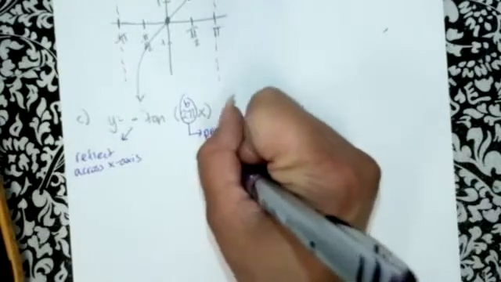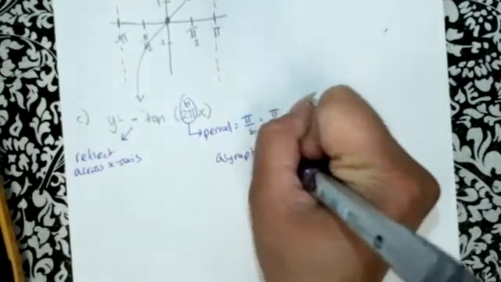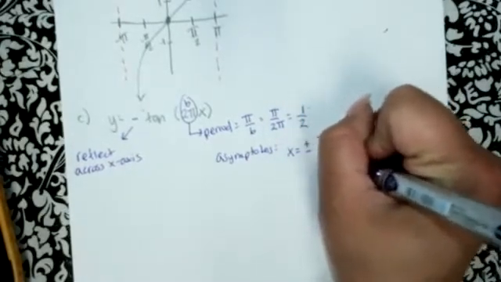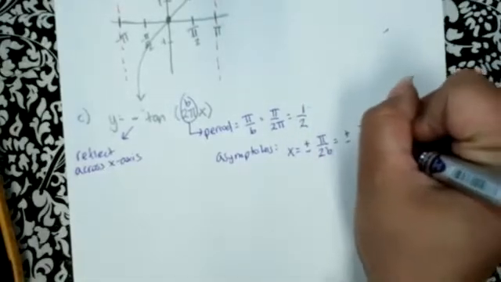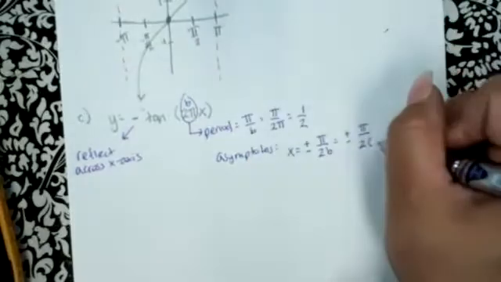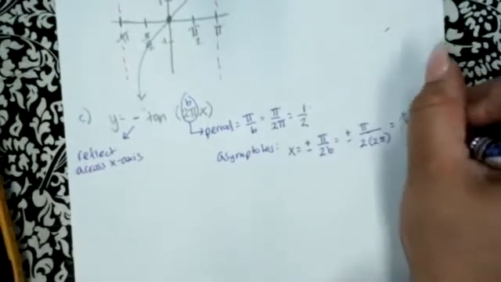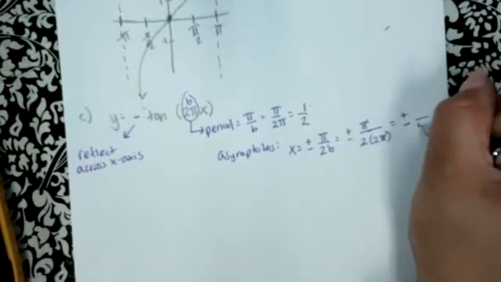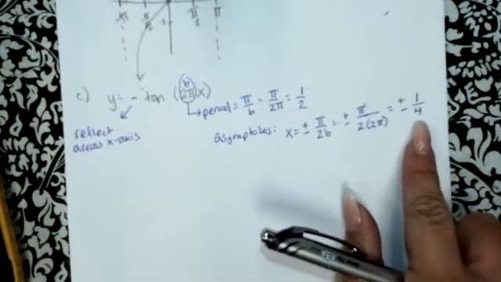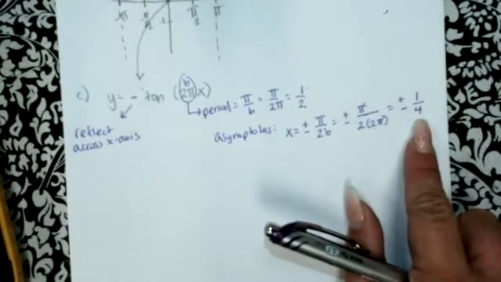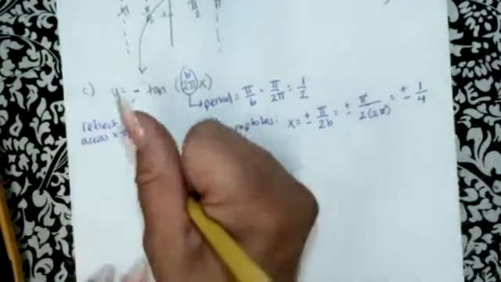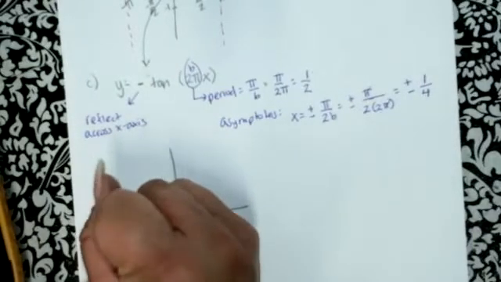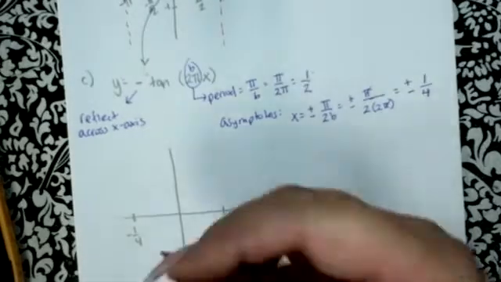Let's do the asymptote. The asymptotes are going to be x equals plus or minus pi over 2b. So plus or minus pi over 2. The b value is going to be a 2 pi, which in this case is going to be plus or minus. The pi's are going to cancel out, and I'm left with 2 times 2, which is a 4, and that's actually a denominator. So my asymptotes are going to be at positive 1/4 and negative 1/4. Those are my asymptotes.